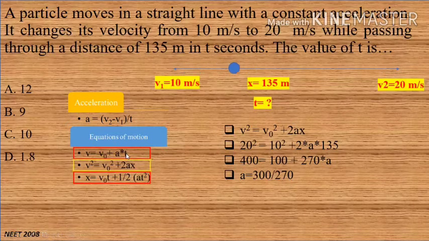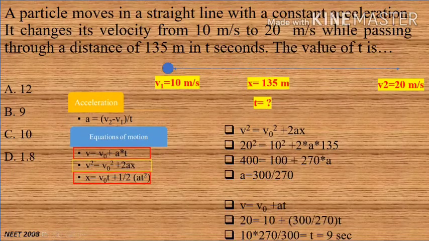For calculating the time, we need to find out time. So using this value in the first equation of motion, here putting all the values, final velocity is 20 meter per second, initial velocity is 10 meter per second, acceleration that we have calculated now is 300 by 270 multiplied by time. Now if you solve this equation, you will get time t equal to 9 seconds. That means option B is correct.